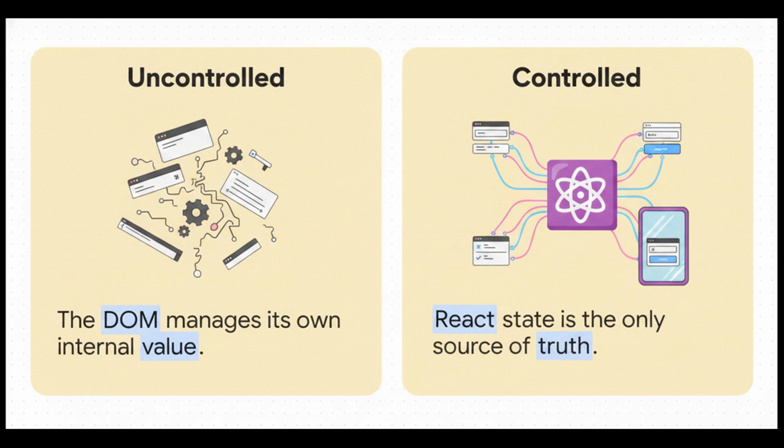Now compare that to controlled inputs. Here, React state is the single, undisputed source of truth. I love using the mirror analogy for this. Think of React state as the official, audited record of your data. The screen? Well, the screen is merely a dumb mirror reflecting that exact record. When a user types, they aren't directly mutating the input field on the screen. They're firing off a request to update the official record in React.